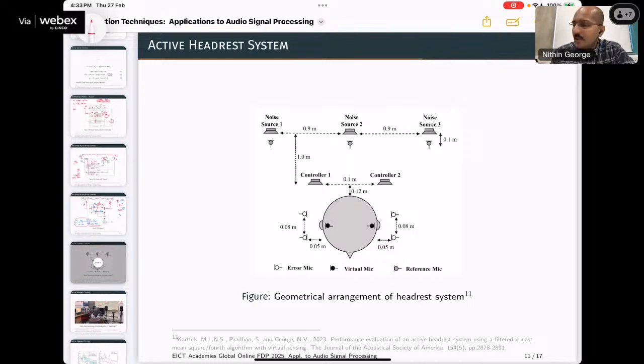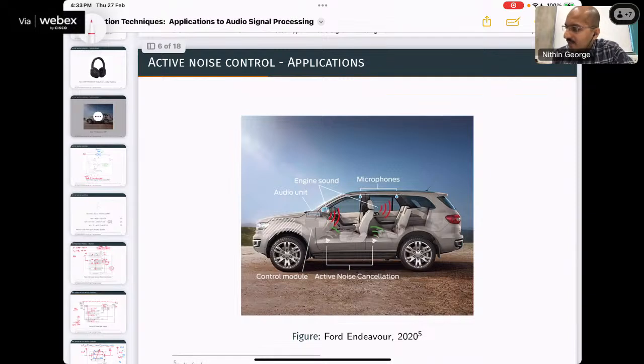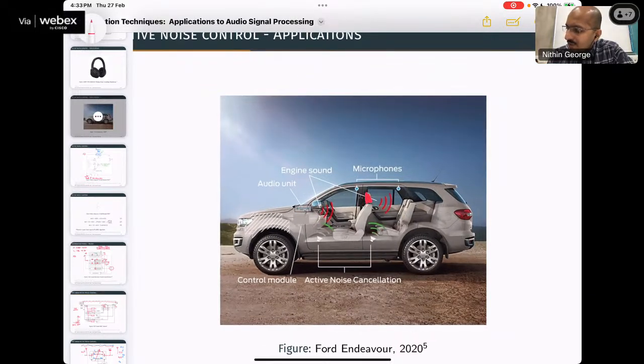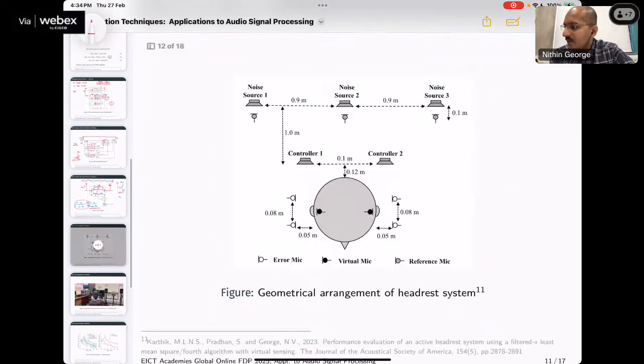Headrest system means, for example, in the car case, I could be doing noise cancellation inside the headrest of the car, because I don't want people who are using the car to wear a headphone and then do noise cancellation. Then that is of no use to me. So if my user is leaning towards the headrest, if your head is towards the headrest, you will feel that the noise is cancelled. If you are away from the headrest, you will feel that noise is not cancelled. That is my objective. Now, can we do that is the problem. So this is one such experimental setup, diagram of an experimental setup, where what we are saying is that I have three different noise sources which are there.